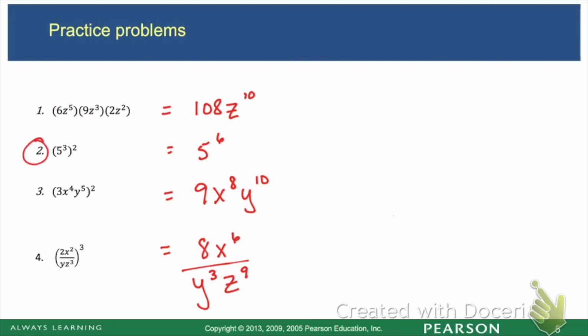Number 2, this time you have an exponent on the inside of the parentheses and on the outside. It's a power to a power. So you multiply those. Final answer should be 5 to the 6th.